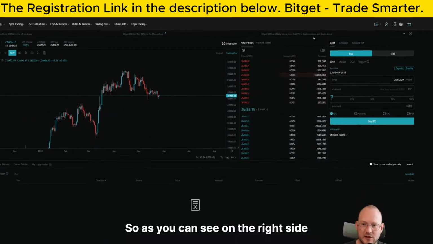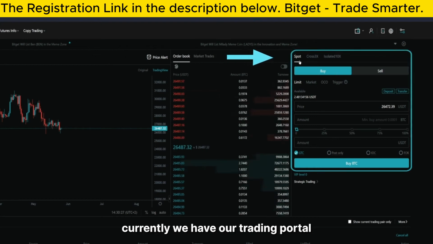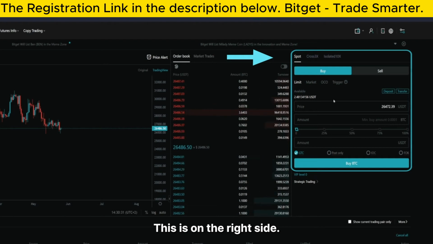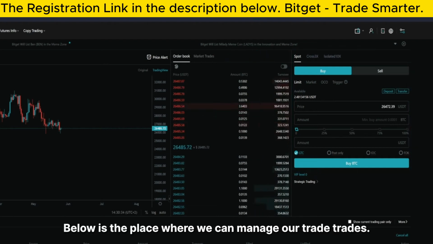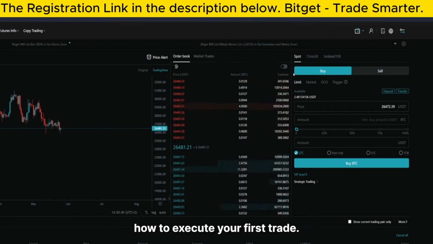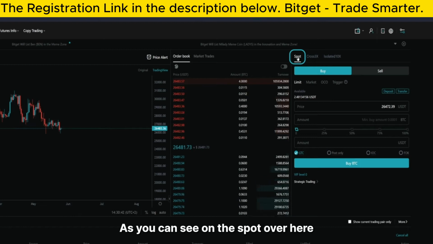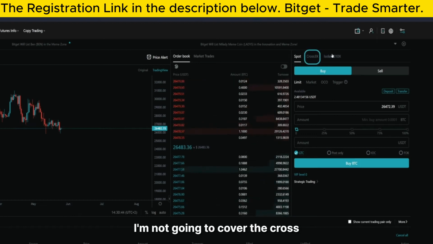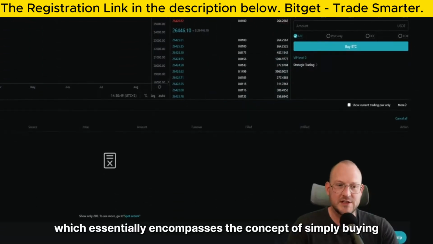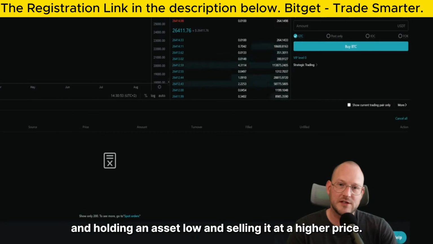As you can see on the right side, we currently have our trading portal where we can initiate trades. Below is the place where we can manage our trade. For now, this episode will focus on how to execute your first trade. As you can see on the spot over here, I'm not going to cover the cross and isolated for now, because we are trading spot, which essentially encompasses the concept of simply buying and holding an asset low and selling it at a higher price.